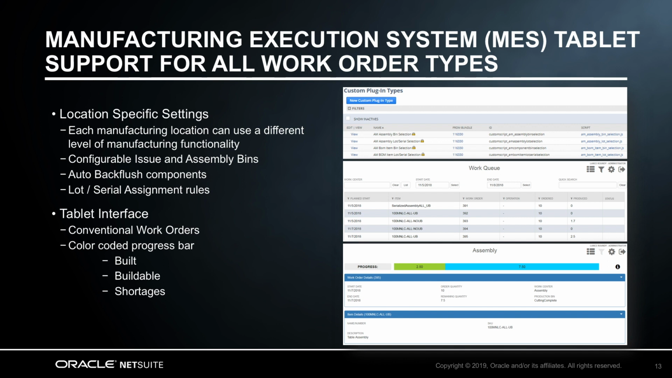This new update provides direct visibility to built, buildable, and shortage amounts based upon component availability, as well as automated selection of bin and lot or serial information based on user-defined rules. The new MES tablet app will significantly increase the ability to quickly and accurately collect production information regardless of the work order configuration they're using.